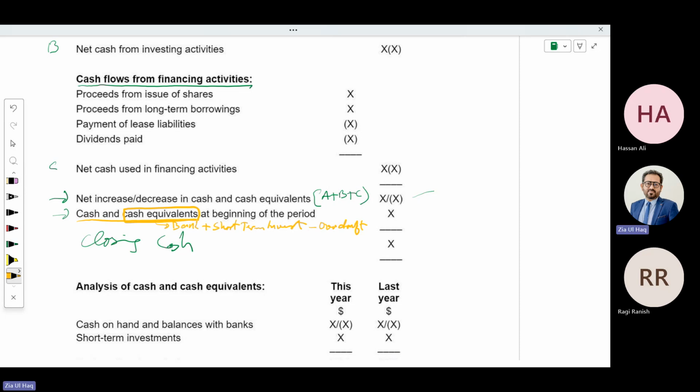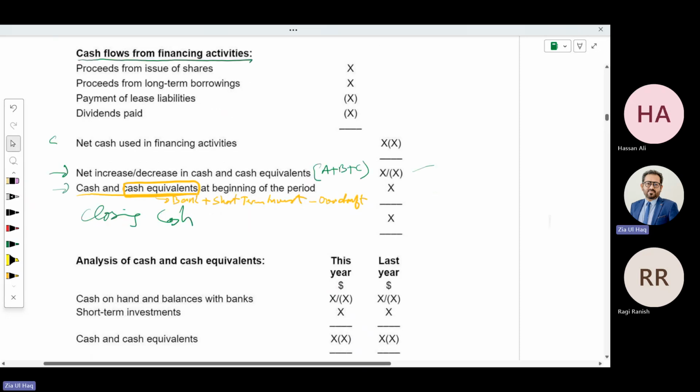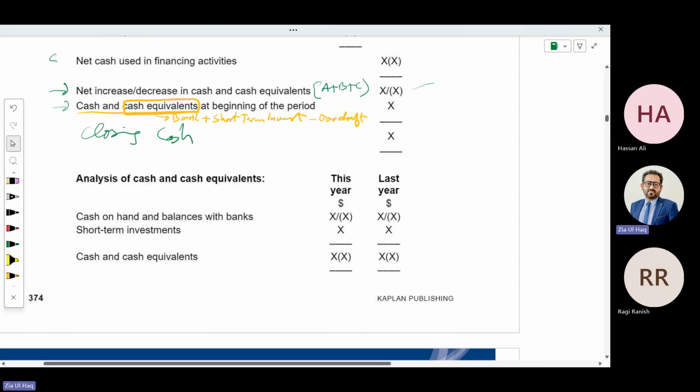They will provide all the data. So cash and cash equivalents mean cash on hand, bank balance, and short-term investment. For last year, that means the opening balance, this was the figure, and the closing figure, this.